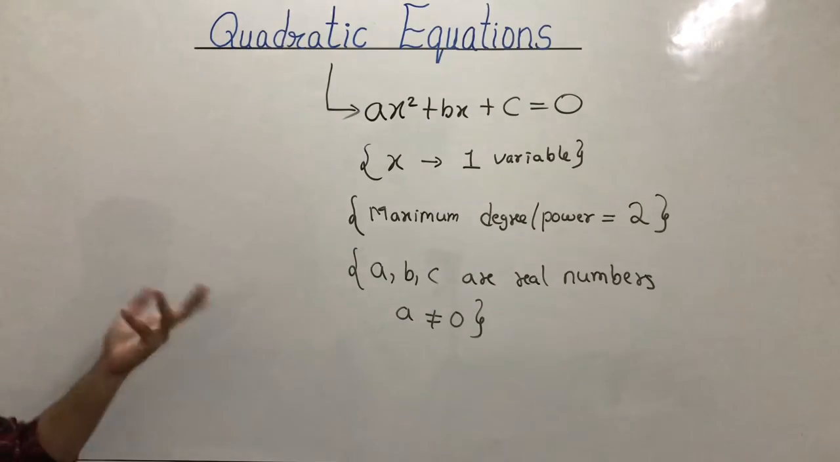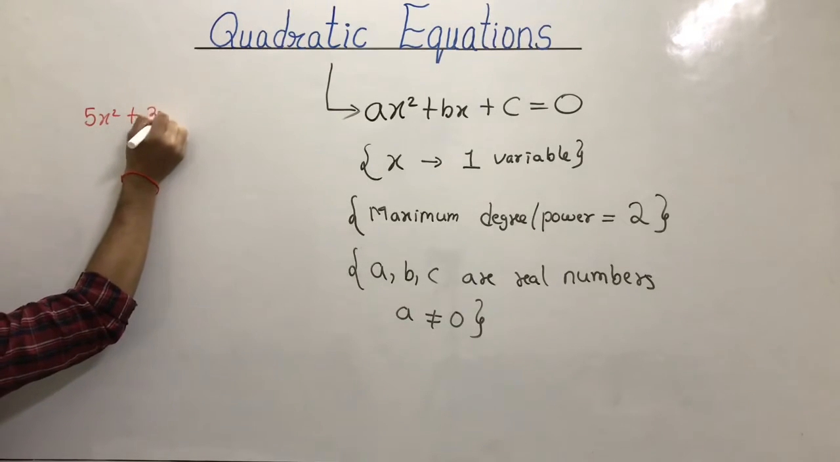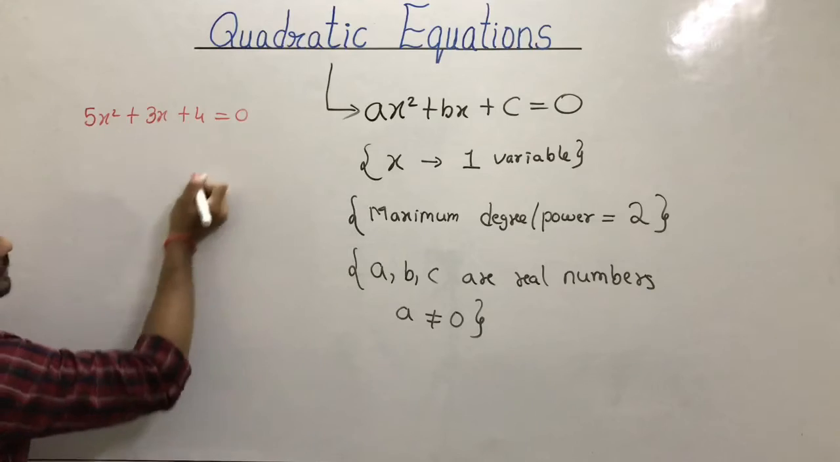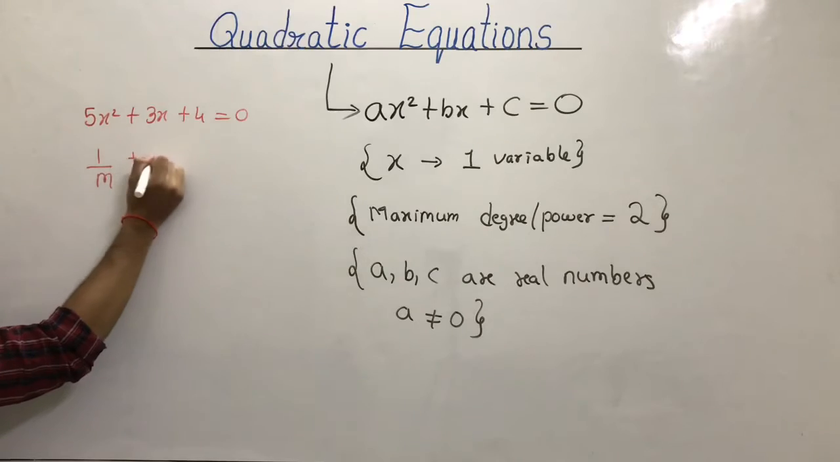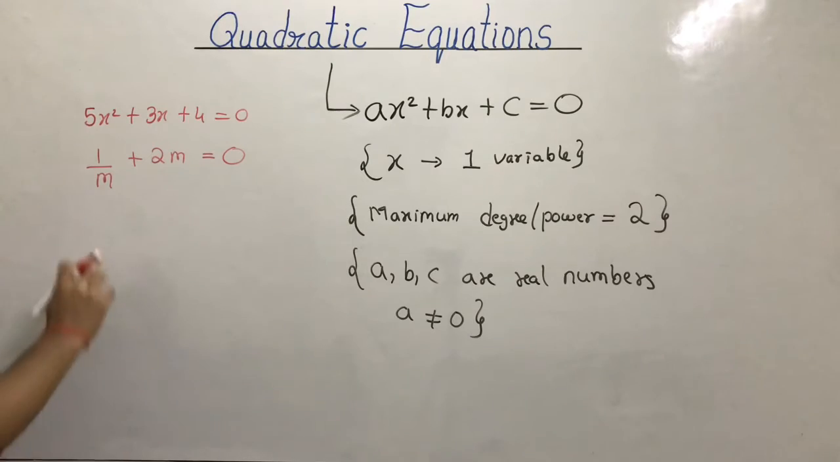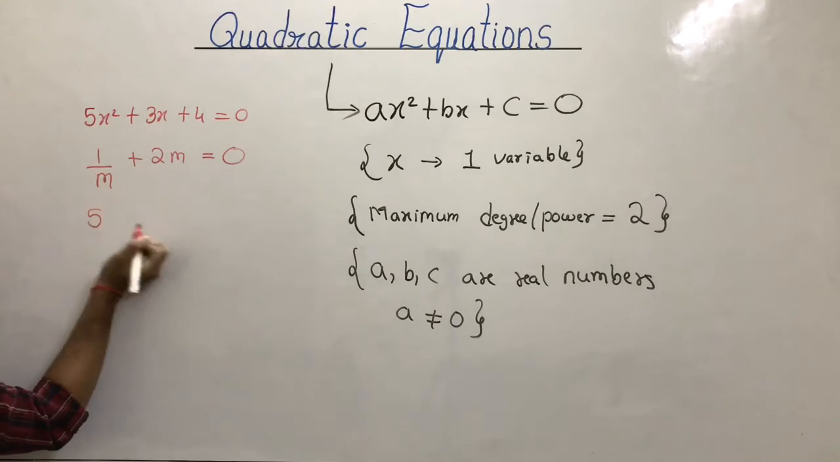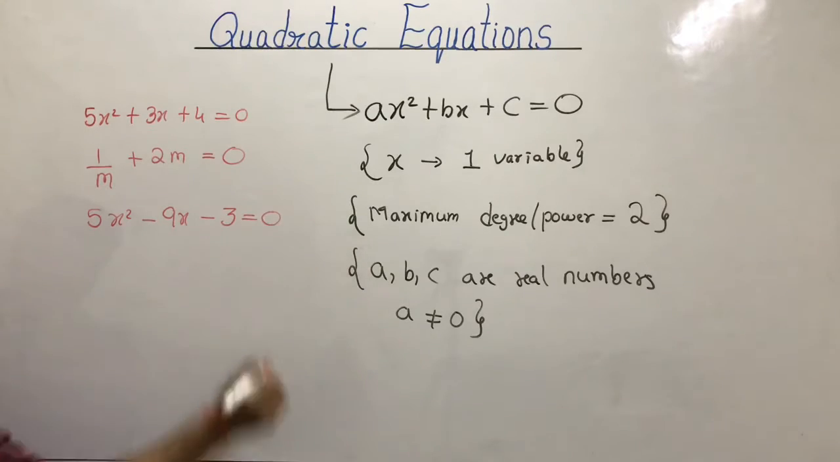So we can see examples like 5x square plus 3x plus 4 is equal to 0. So this is a quadratic equation. Also we can say 1 upon m plus 2m is equal to 0. This is also a quadratic equation. When we solve this, we get m square in this, which gets converted into maximum index 2, so it is also a quadratic equation. Also 5x square minus 9x minus 3 is equal to 0 is one more form of quadratic equation.